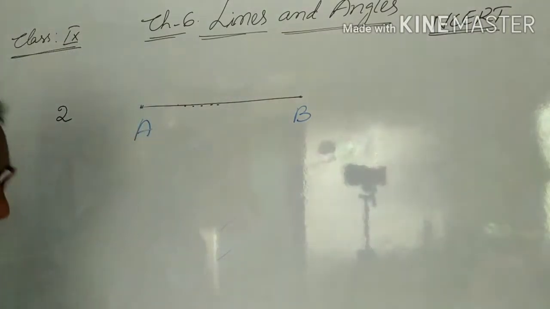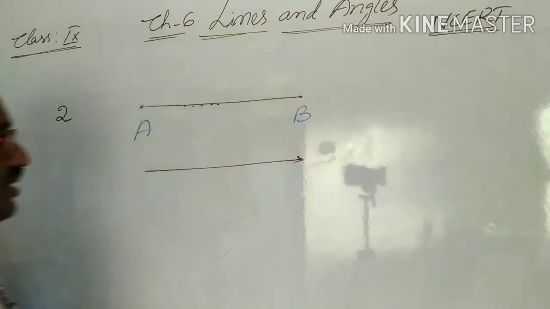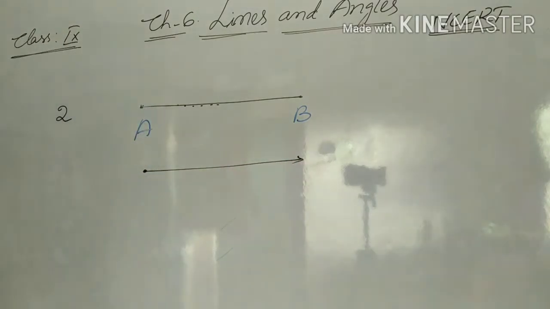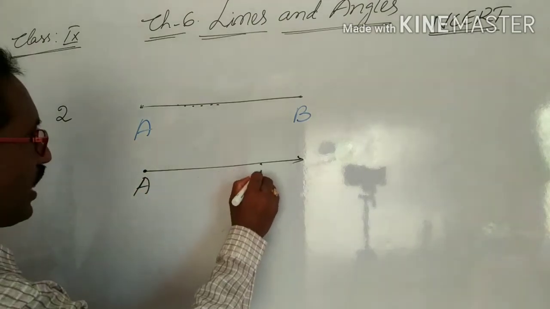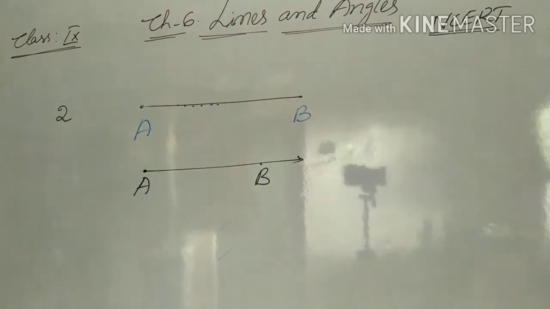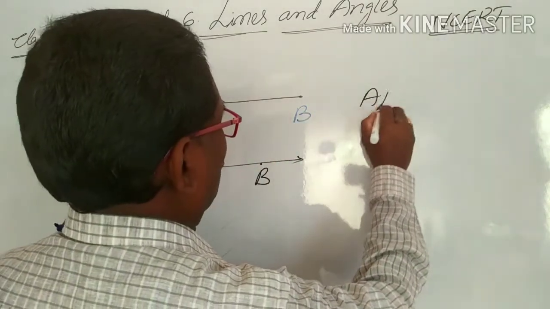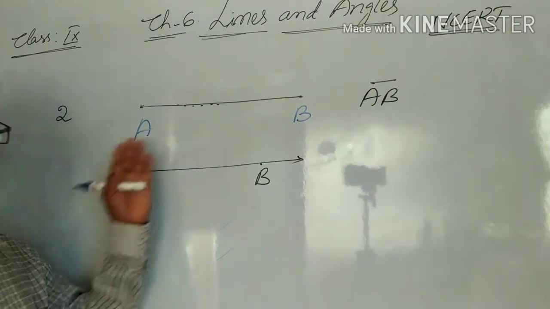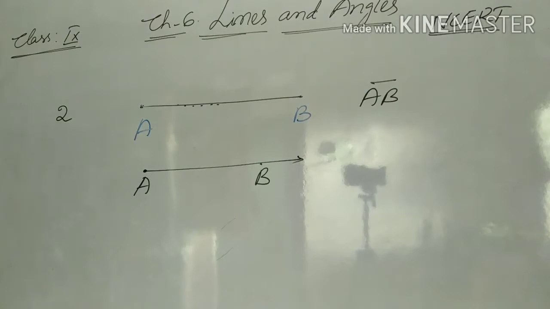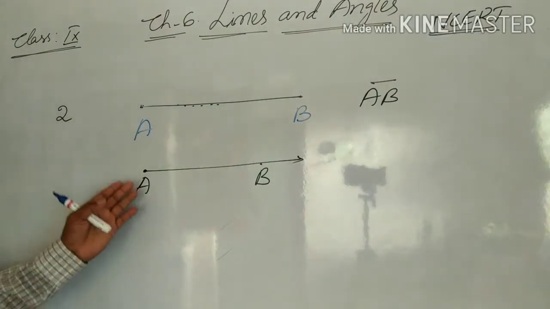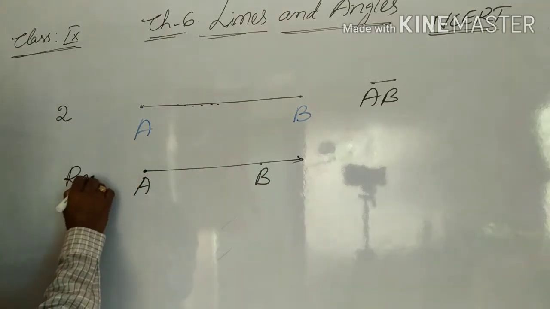This is the line segment. Next, here is only one point, this is point A. You can take point B. Now this line segment is denoted simply as line segment AB. Now this one, AB, what is this? This is a ray. This is called a ray.